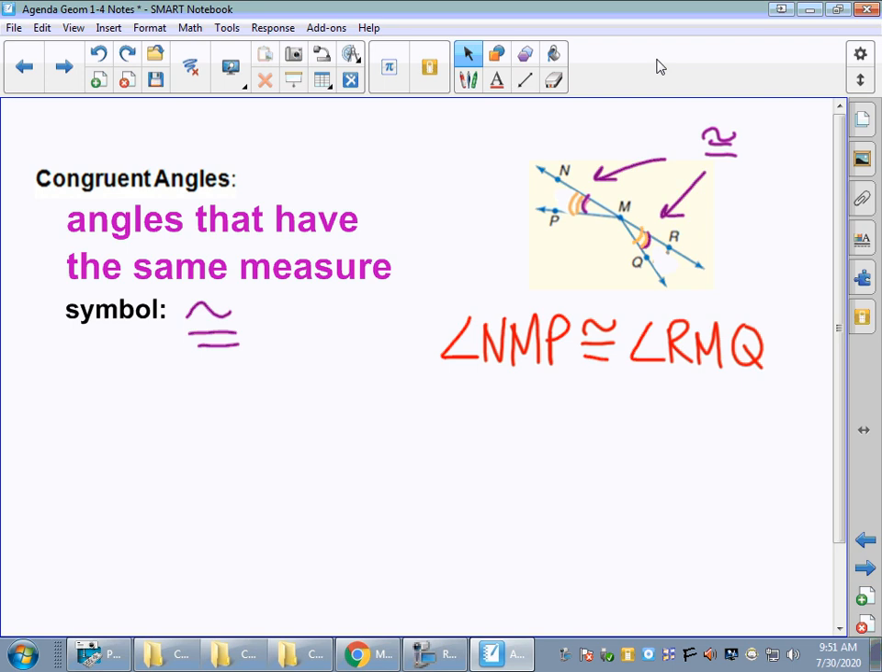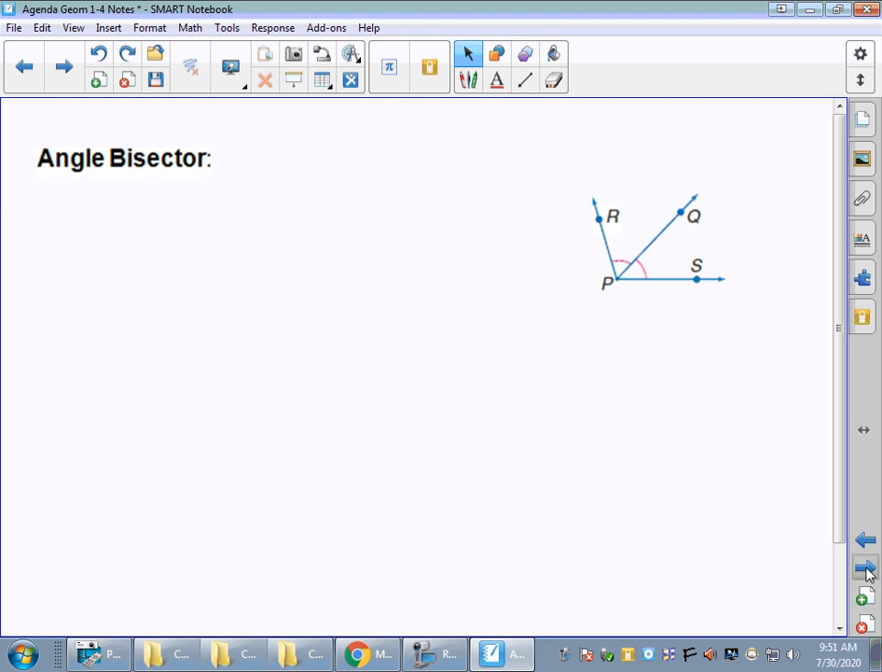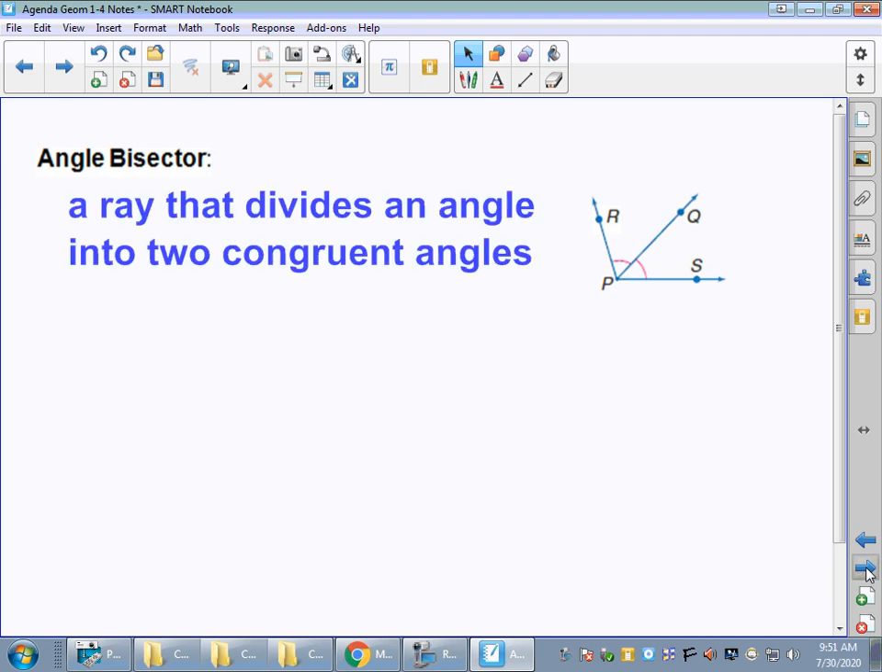So let's talk about an angle bisector. We talked about a segment bisector. A segment bisector goes through the midpoint of a segment. An angle bisector goes through, we don't really call it a midpoint, but it's a ray that divides an angle into 2 congruent angles.